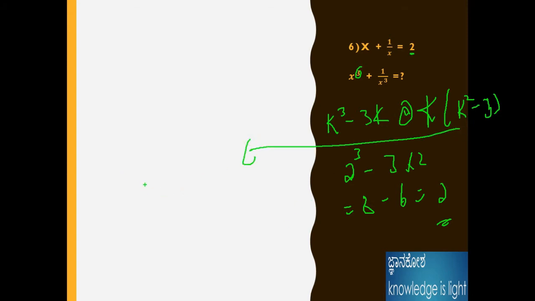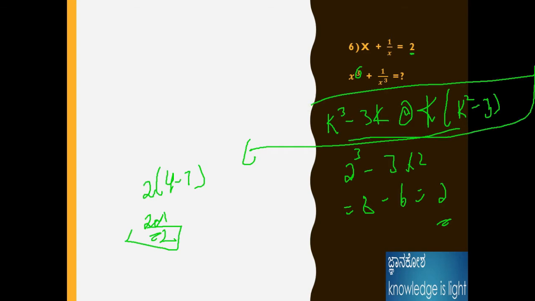This is a 2 cube, that means 2 cube minus 3 into 2, that means 8 minus 6 is equal to 2, is the answer for this question. Or else apply this formula as well. What is that? 2 square is 4 minus 3 is equal to 2 into 1, therefore 2. Use this one or this one, the answer should come the same. Okay, I will take one more problem of this kind.